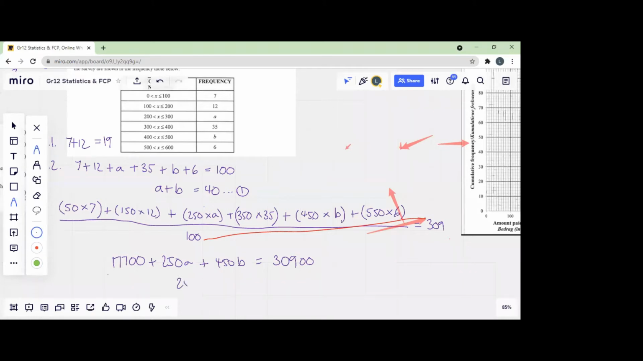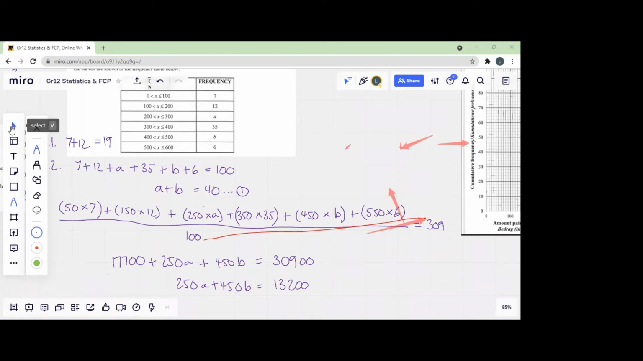Okay, so we get 250A plus 450B is 30900 minus 1770. I agree. I also get 13200. Melokule, how's that? Is that better? Thumbs up, thumbs down. How are you feeling? Okay, you have understood. Okay, Melokule, I'm glad to hear that.